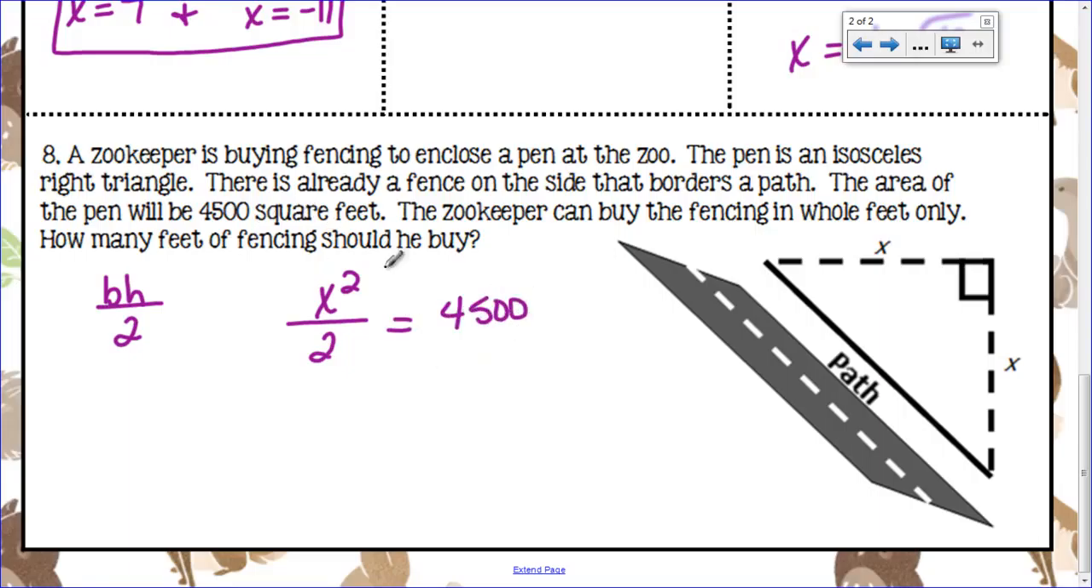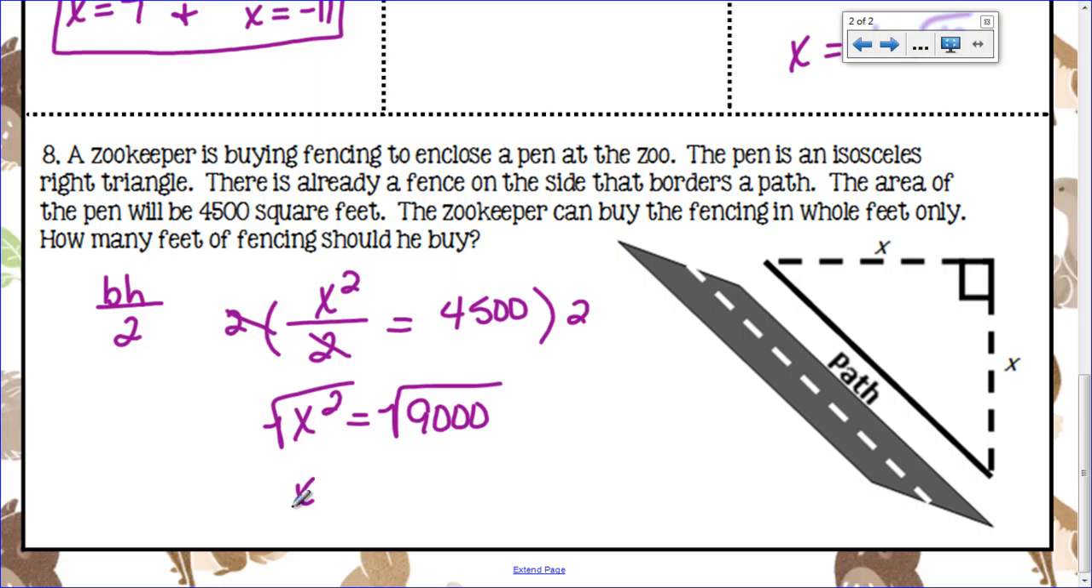Well, the first thing that has to happen is I need this x squared all alone. So I'm going to have to multiply both sides of this by 2 to get rid of this fraction. So I'm going to end up with x squared is equal to 9,000. Well, to figure out what my x is, I'm going to take the square root of both sides. And so I'm going to get x is equal to the square root of 9,000, which is not a real pretty number. It comes out to 94.868, and so on.